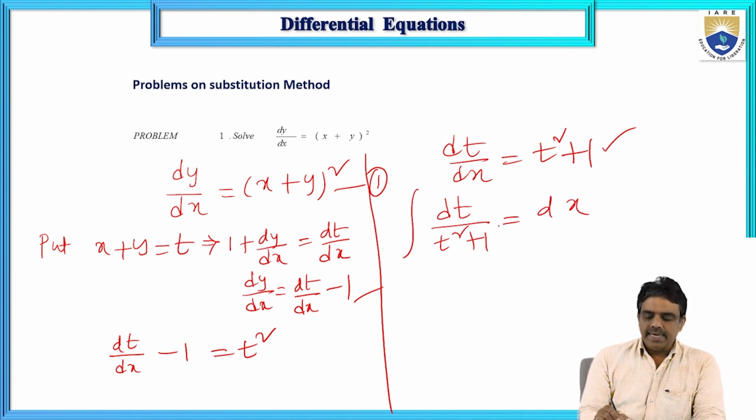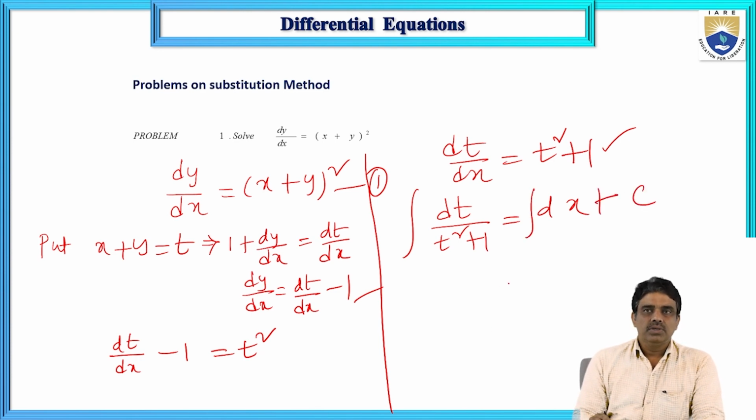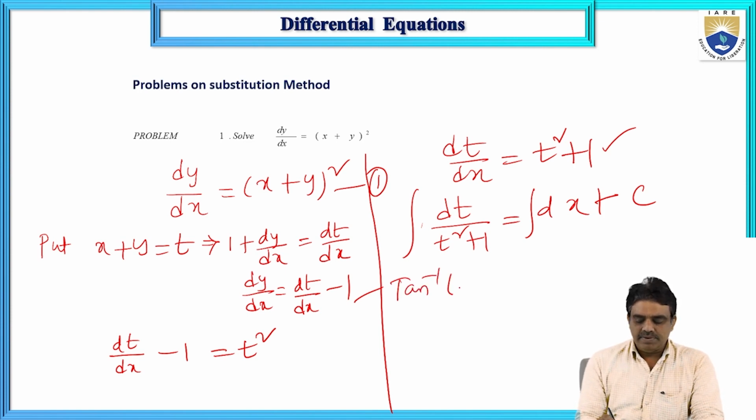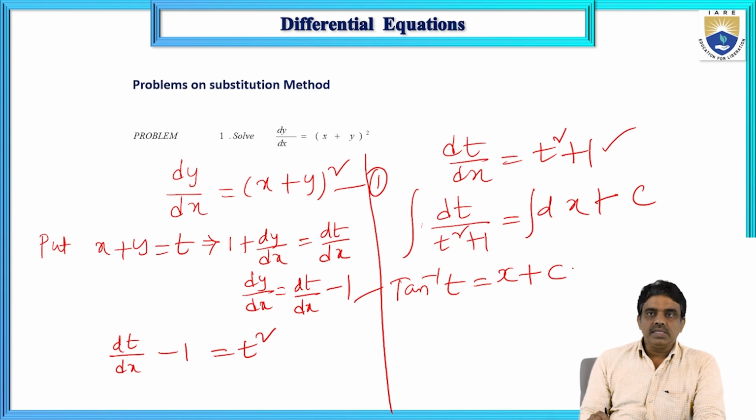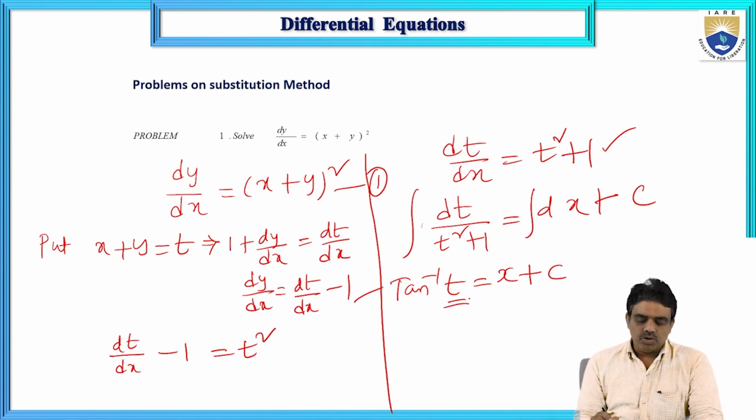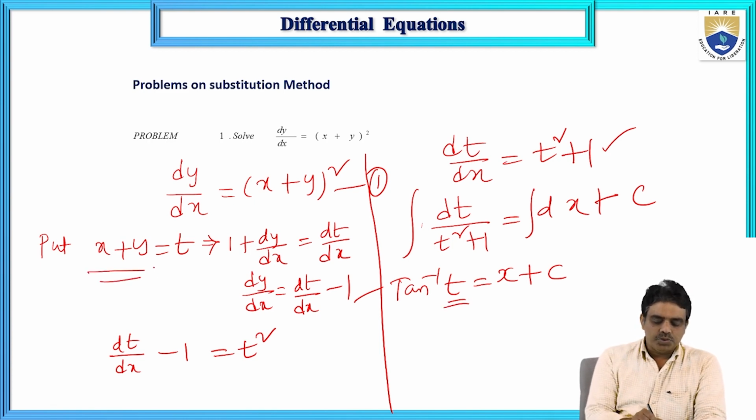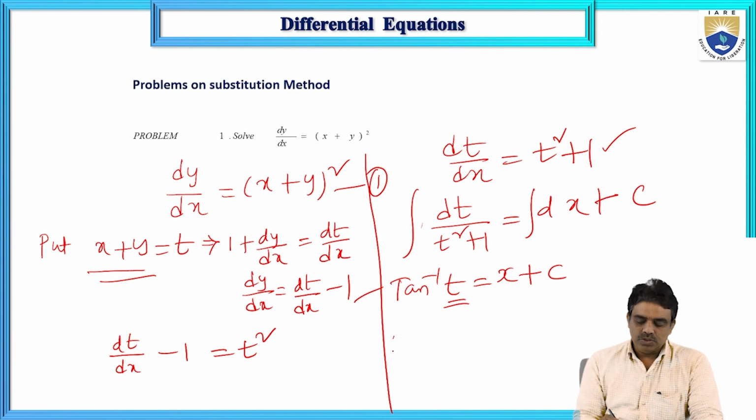So now on taking integration on both sides, we'll get the integrating constant also. Integral 1 by 1 plus t square dt. So what is the integration? Tan inverse t is equal to integral dx, x plus c. But what is the final value? You have to replace t by our substitution x plus y. So the required solution is tan inverse of x plus y is equal to x plus c.